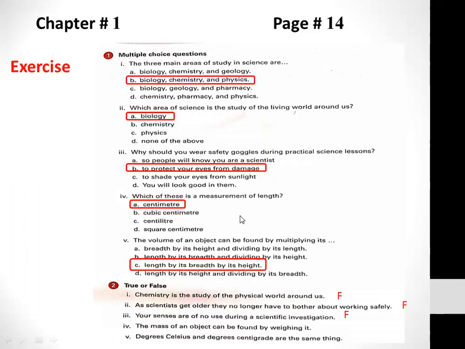Now come towards the fourth statement: the mass of an object can be found by weighing it. Yes, the mass can be found by weighing it, so it's a true statement. And the last one is, degree Celsius and degree centigrade are the same thing. Yes, they are the same thing. So this is all about your exercise.